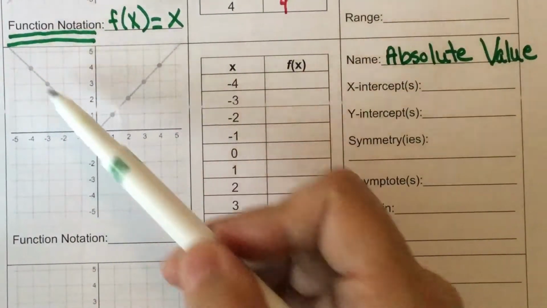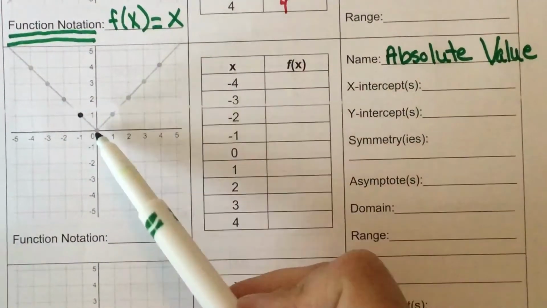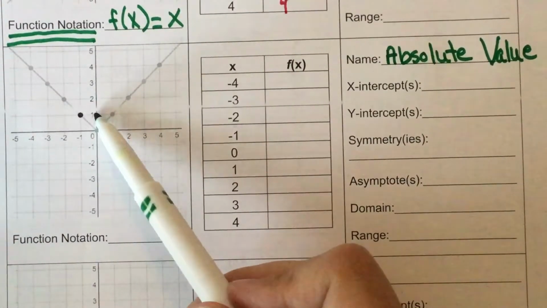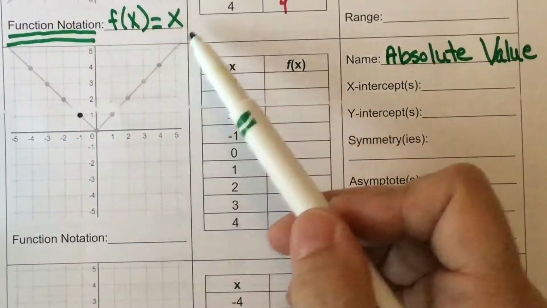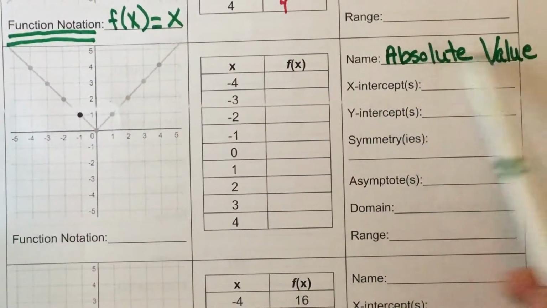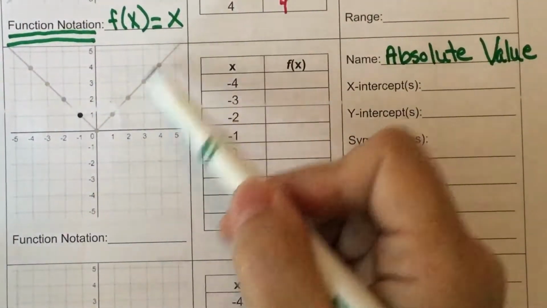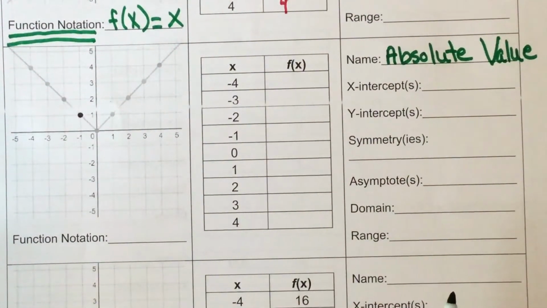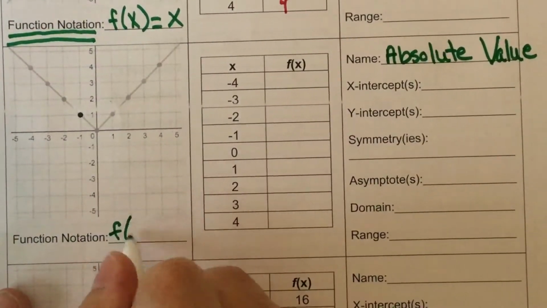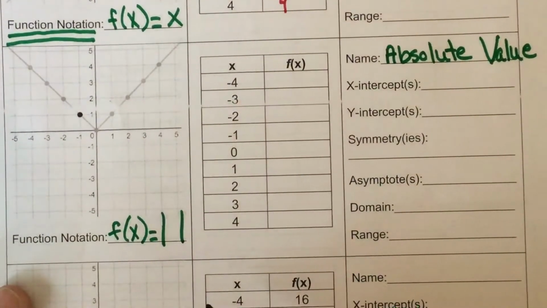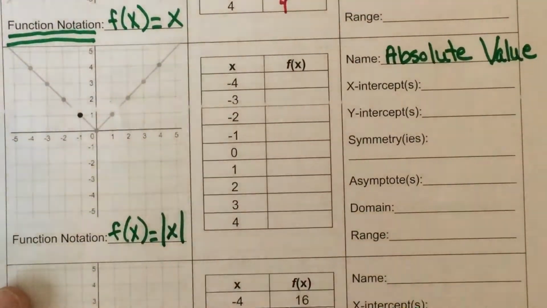Okay, so when you see a V-shaped graph that has its vertex at 0, 0, and it has a slope of 1, up 1, right 1, up 1, right 1, that is your absolute value parent function. And think of V and value for the V-shaped graph. And the equation for this graph, which you need to know, instead of y equals, remember we're going to do f of x equals, and then absolute value bars, those are two straight up and down lines with x inside.